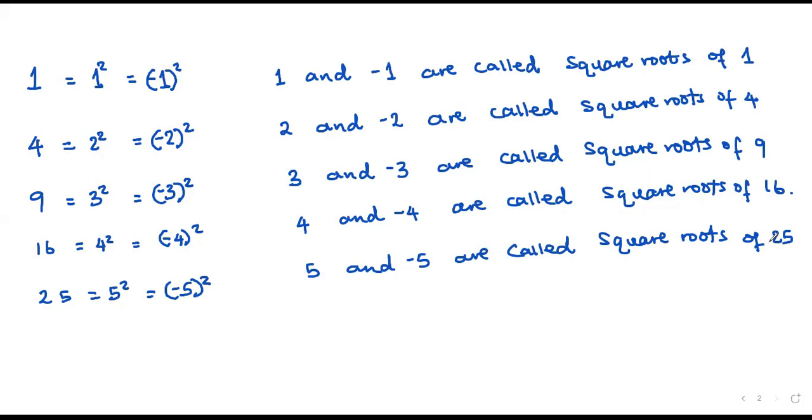So that 5 times 5 is 25. And negative 5 times negative 5 is 25. So that's why a number has got two square roots, a positive square root and a negative square root. Then also, we can say that numbers like 1, 4, 9, 16, 25, and many others are squared numbers.